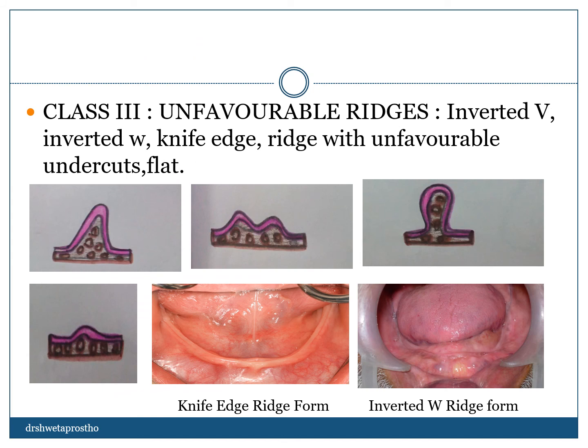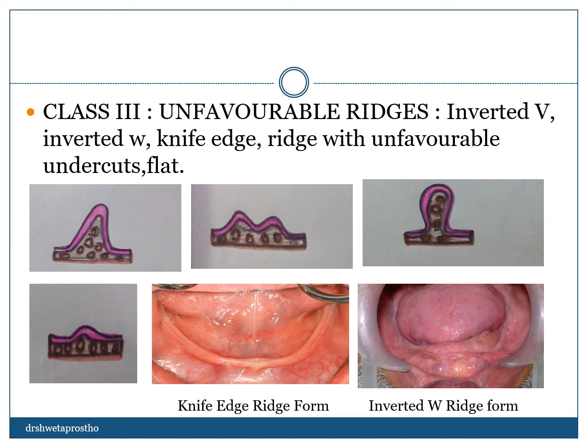Class 3 unfavorable ridge forms. First is inverted V. Though it may provide some stability and retention, the thin mucosa at the crest of the V-shaped ridge will always get irritated and soreness will be present. Second is inverted W. A concavity in the center poses the challenge for obtaining retention and seal, both.